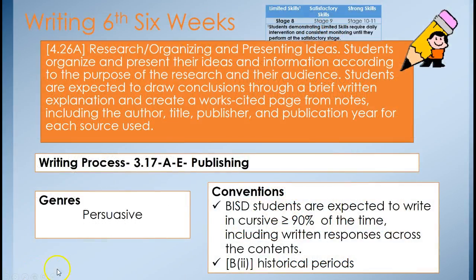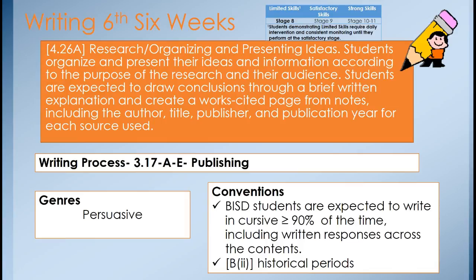Then writing. The writing piece is research, organizing, and presenting ideas as your lead standard. Students organize and present their ideas and information according to the purpose of the research and their audience. They're expected to draw a conclusion through a brief written explanation and create a works-cited page for notes, including the author, title, publisher, and publication year of each source used. That is your standard for teaching them how to do that, and your librarian is a great person to help with this. This is part of the publishing. They're going to be publishing.